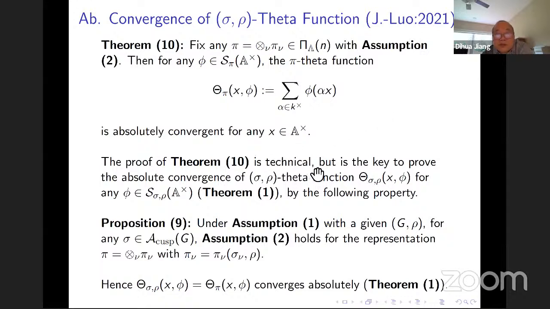And so the proof is quite technical. Yeah, but this proof is the key to prove the sigma rho theta function convergence, okay? So in other words, this is the key to prove theorem one, okay? Okay, so under the assumption one, this local Langlands conjecture, and you take cusp forms, and then we show that the assumption two holds for the image so that the theta function converges. Yeah, so this theta function converges. Okay, so that's a global result without using global Langlands functoriality.